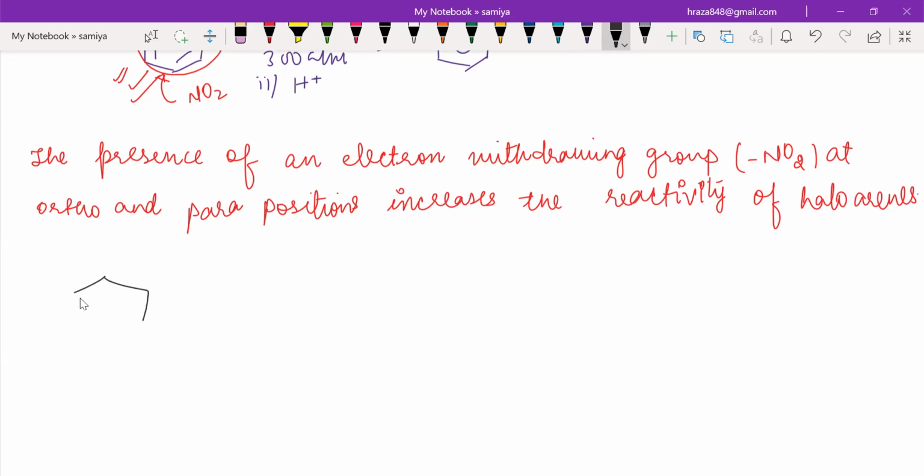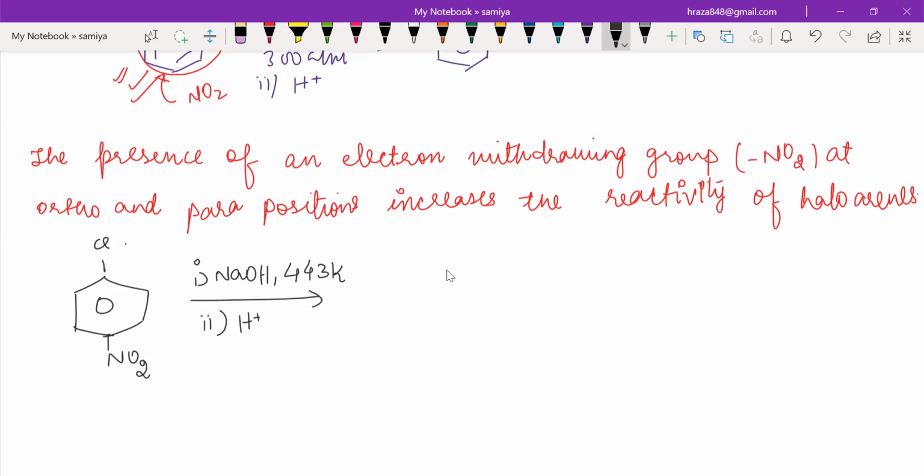So you can see, this is our chlorobenzene in which I'm going to add NO2 at the para position. The condition, you can see, NaOH was there, but the temperature is 443 Kelvin, very less temperature than earlier, followed by acidification, that is H plus. So you will get a product phenol. Cl will be replaced by OH and NO2 will be there.